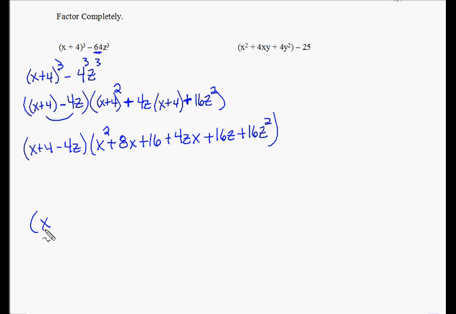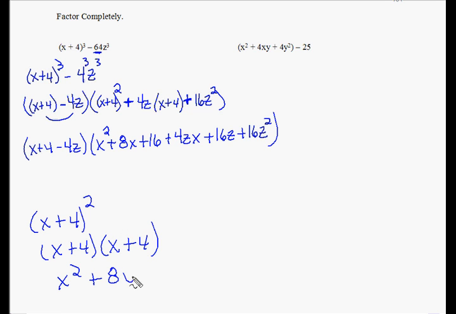And again, you might want to go off to the side of your paper to make sure that this x plus 4 squared is in fact what I said. So x plus 4 times x plus 4. Multiplying this all the way out, you should get x squared plus 8x plus 16.